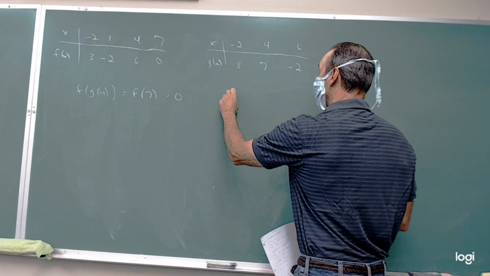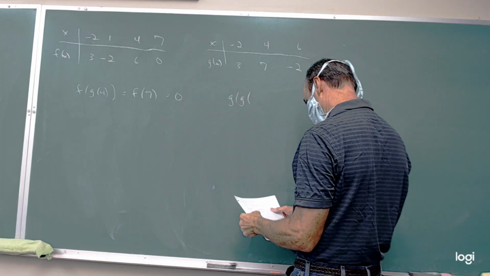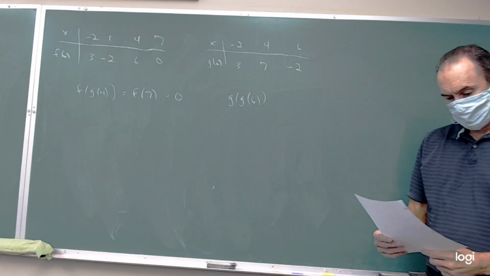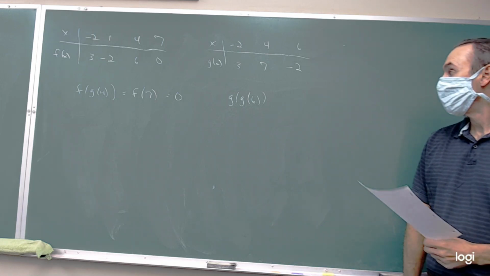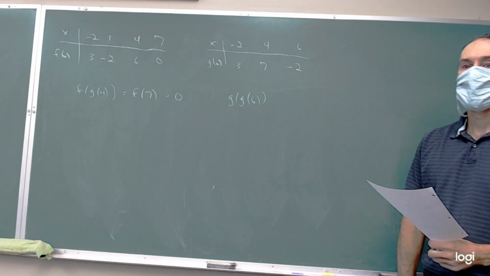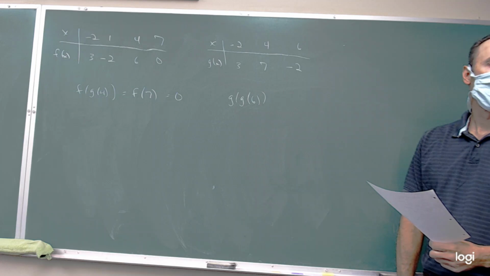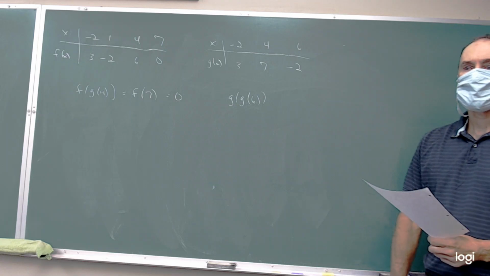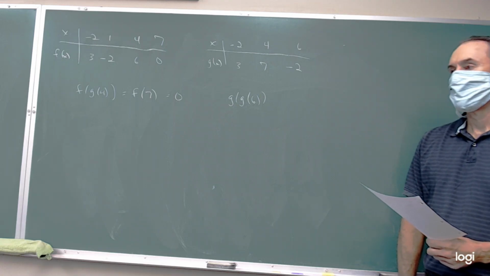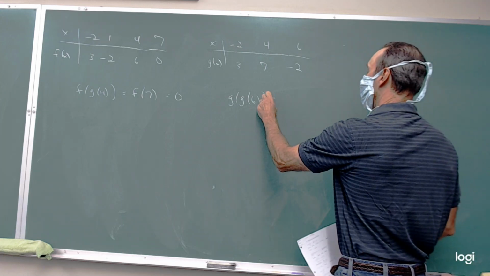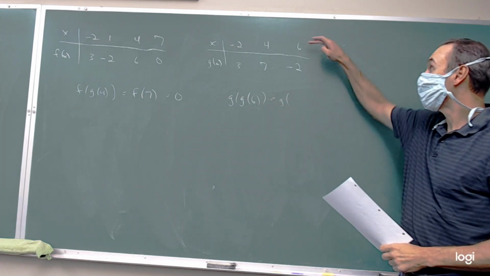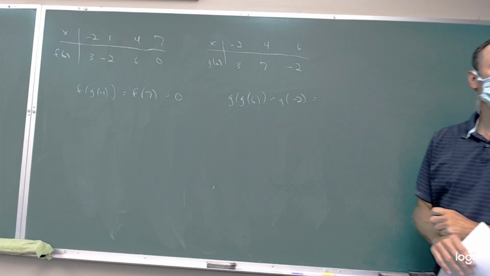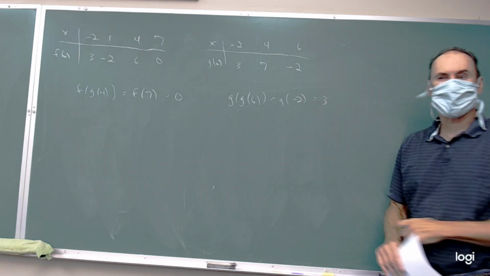Okay. How about g of g of 6? The g of 6 is going to give us negative 2, and then g of negative 2 is going to be 3. Okay, looks like we're okay with this.